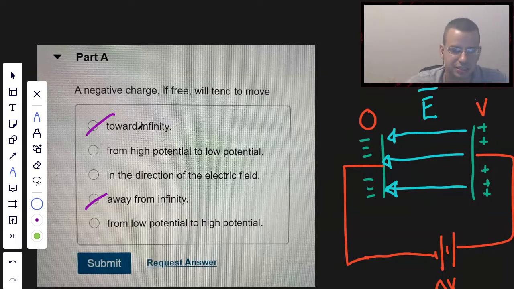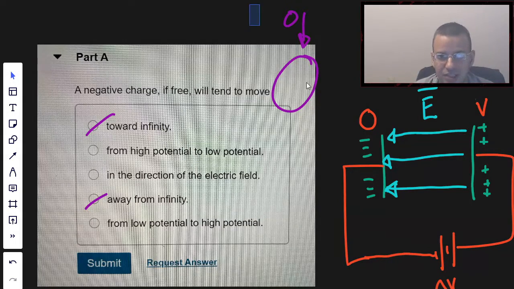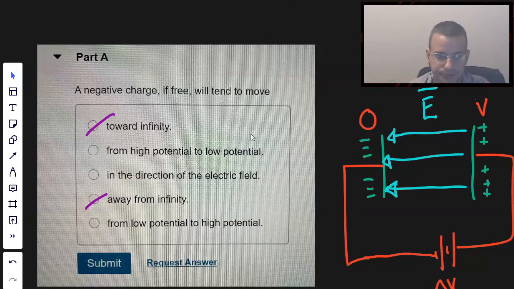No, doesn't make sense. That's like saying if you have gravity and a ball, and when you let go of a ball, it just naturally moves towards the earth. That's not the reason why balls fall when dropped. It's because masses attract each other. Earth is a big mass, and so the ball is going to be attracted to the earth, not just to some abstract concept of down. So toward infinity doesn't make sense. From high potential to low potential.